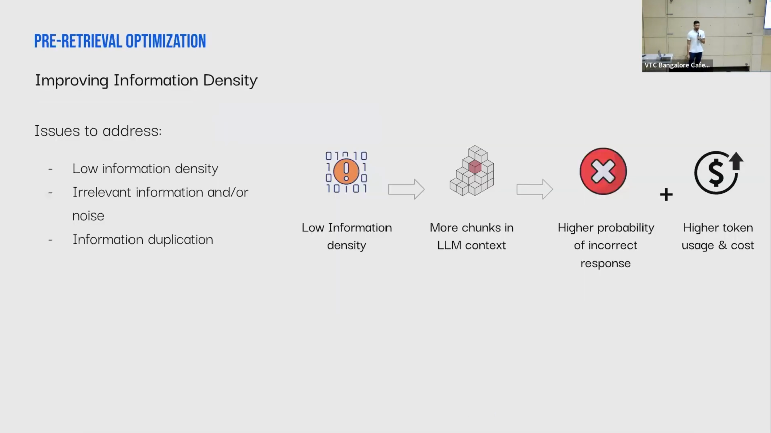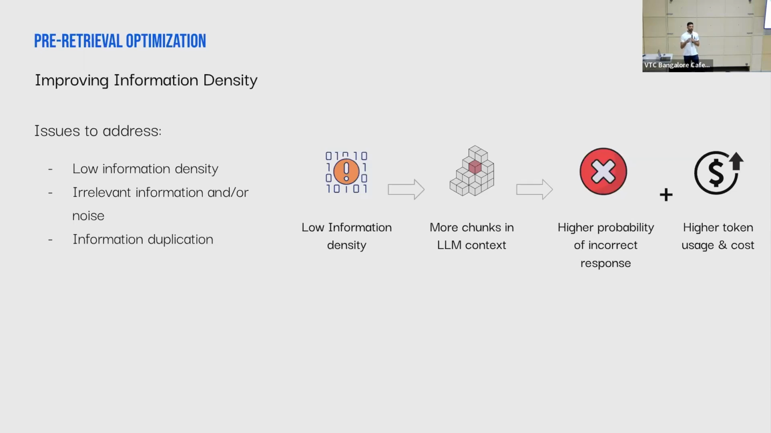Cool. So within pre-retrieval optimization, there's a very interesting technique, which is not very widely used, at least in my anecdotal experience. I've not seen many people leverage this technique, right? So let's talk about the problem that we're trying to solve here, right?